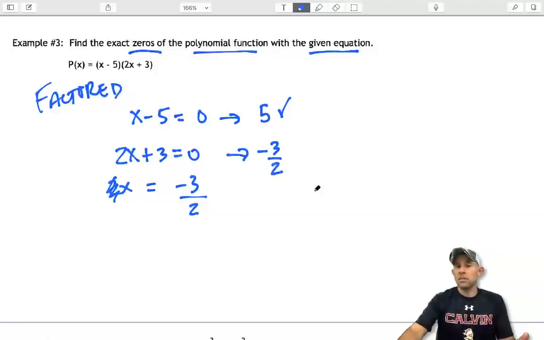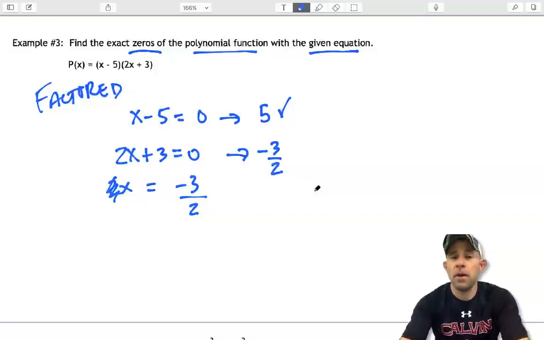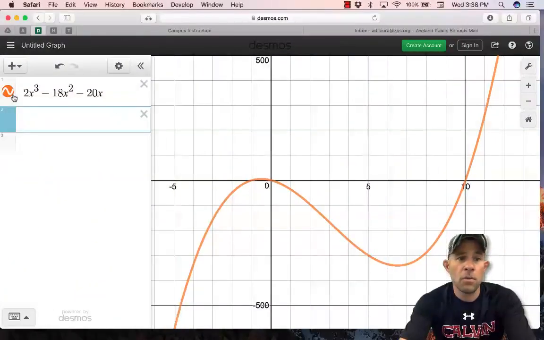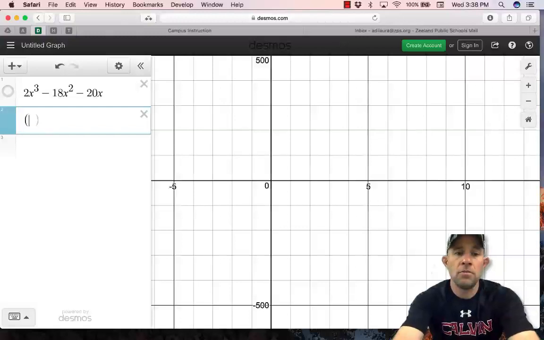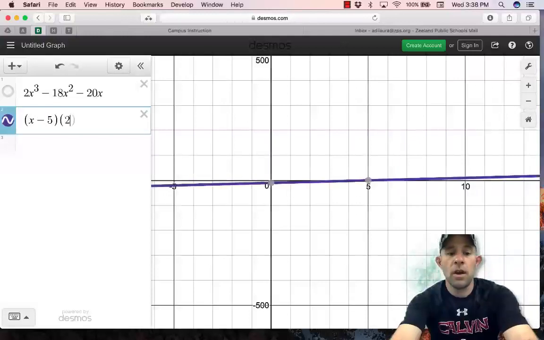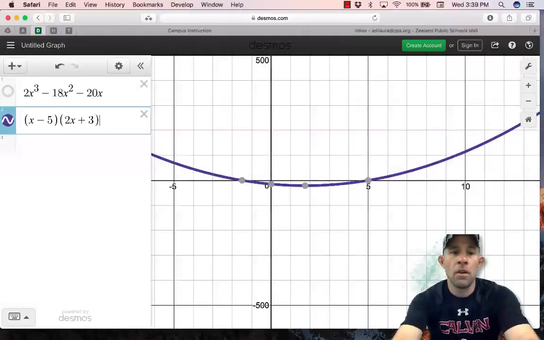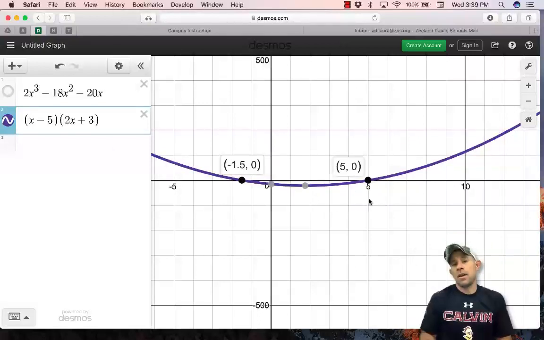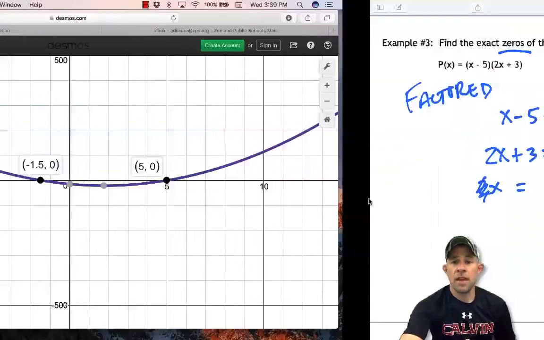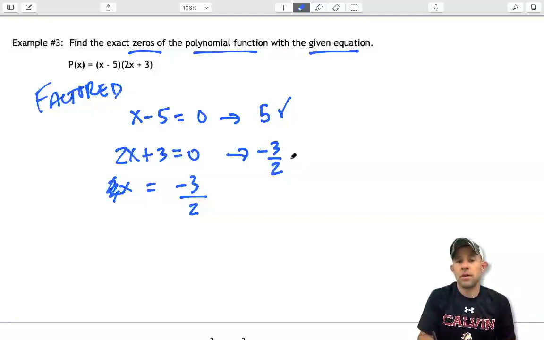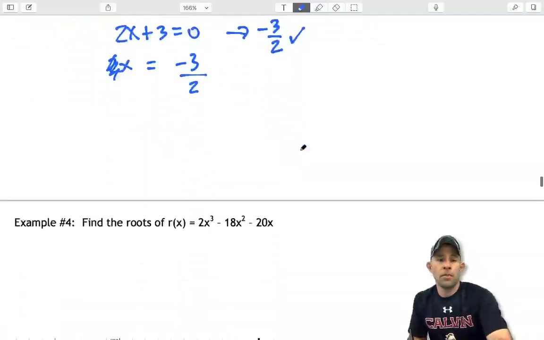Now, it would be interesting to take a look at this in Desmos. So if we graph this polynomial, x minus 5 times 2x plus 3, I'm going to pull up another graph here. And we got our two factor forms, x minus 5 and our 2x plus 3. What you'll notice here is these x-intercepts here are at negative 3/2 or negative 1.5 and positive 5. And that's exactly what we said we would get here for our two roots or our two zeros of this polynomial. Okay, let's move into our next example here.